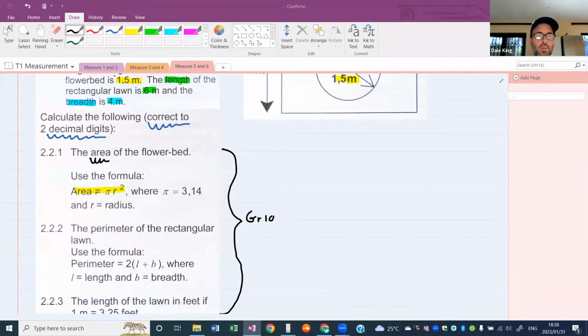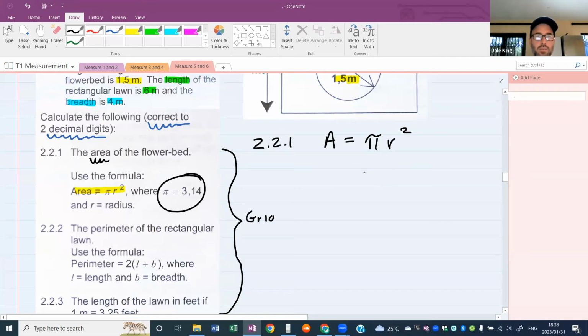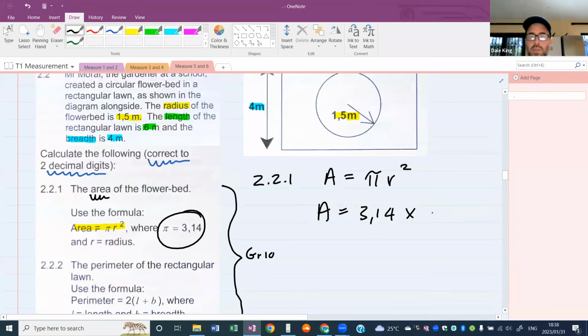All right. So they want us to calculate area and they give us the formula to use. So for 2.1, here's my formula. You don't have to write it out, but I want to, so I can show you. Pi r squared. So this formula needs pi. They've given us pi. There's pi. I'm going to put it in. 3.14. And we're multiplying by r. R is radius. Where's the radius? That's from the question. It's 1.5 meters.